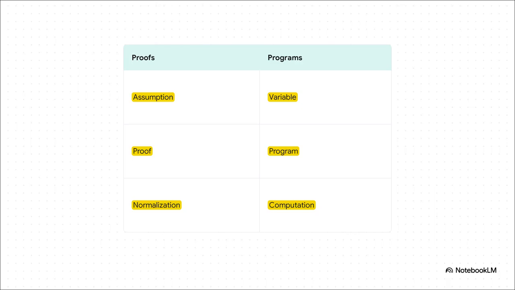And this just lays it out so clearly. An assumption in a proof? That's literally the same thing as a variable in a program. It's just a placeholder waiting for a value. A complete, solid proof? That's a working program. And the process of simplifying a proof, which logicians call normalization, is exactly the same thing as a computer running a calculation. It's the same structure, just wearing different clothes.